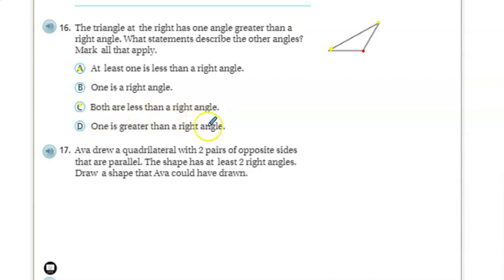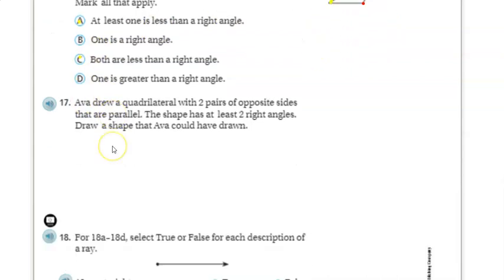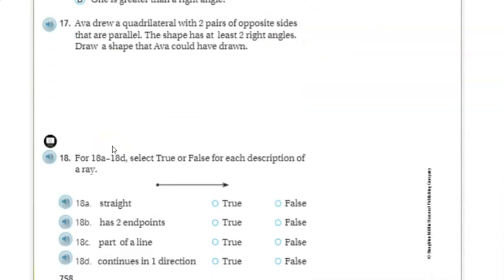One is greater than a right angle. And no, both of these are less than a right angle. They already spoke about this one. We were not looking at this one. We were only looking at the two other angles. Okay, so A and C work.